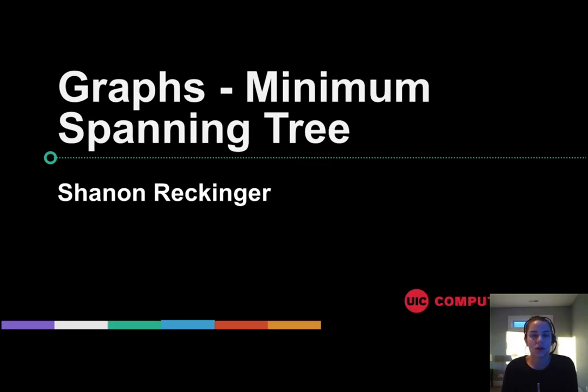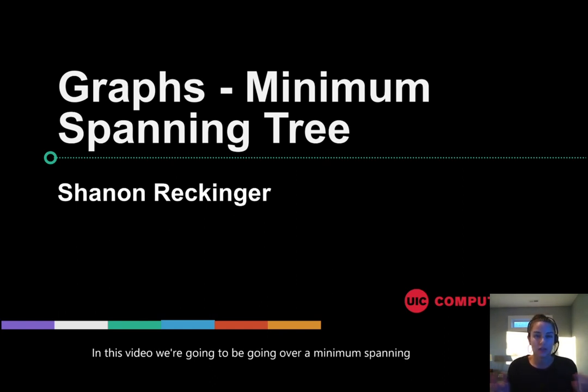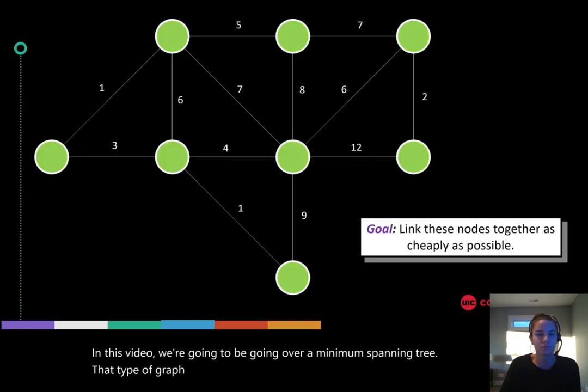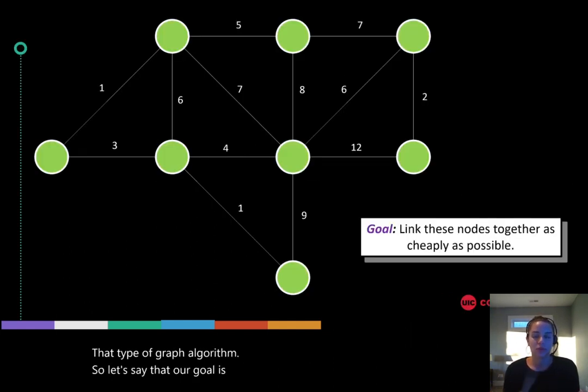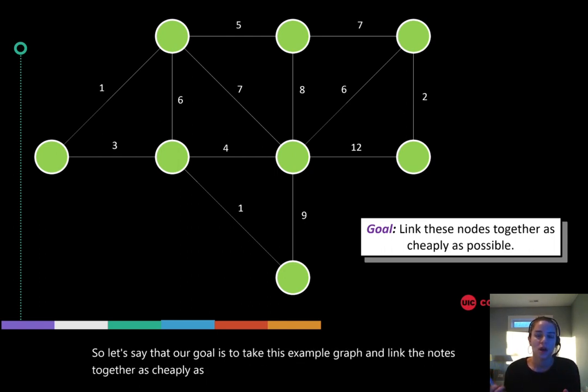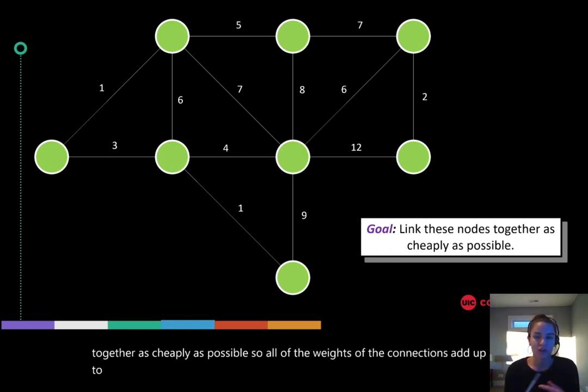In this video, we're going to be going over a minimum spanning tree. It's a type of graph algorithm. So let's say that our goal is to take this example graph and link the nodes together as cheaply as possible. So all of the weights of the connections add up to the smallest possible value.